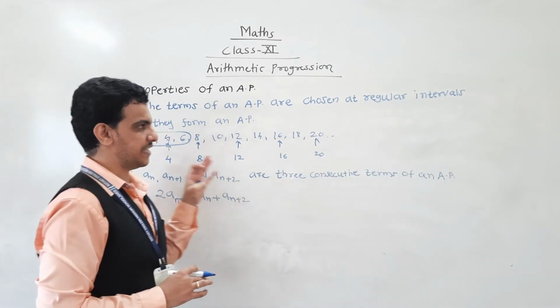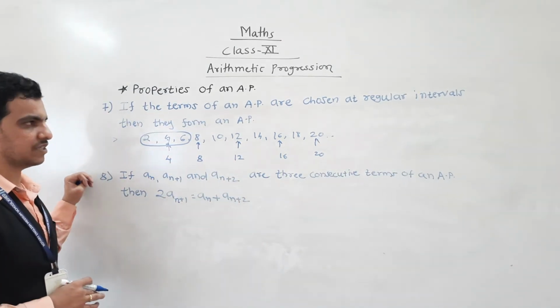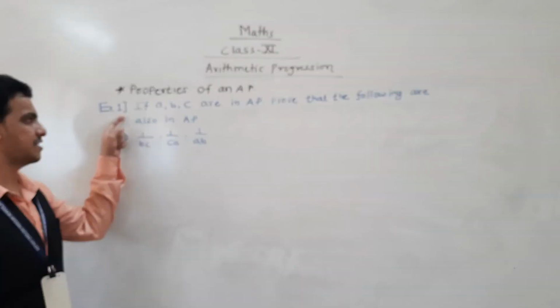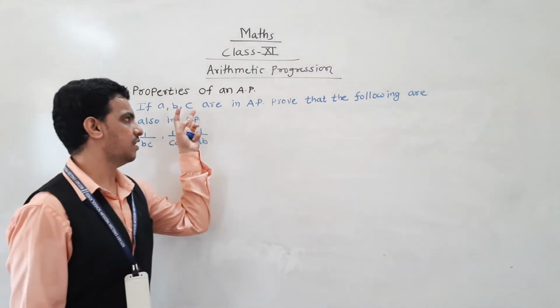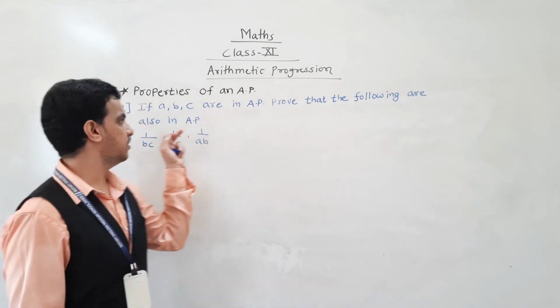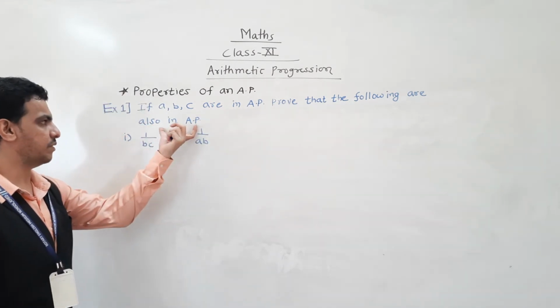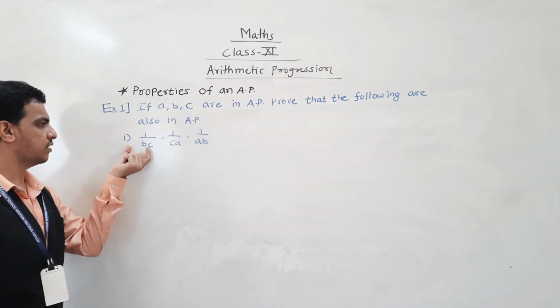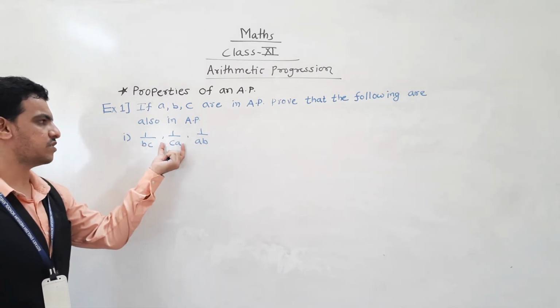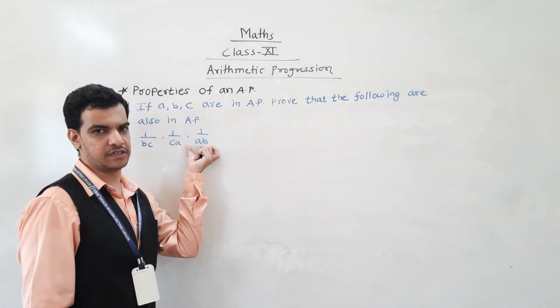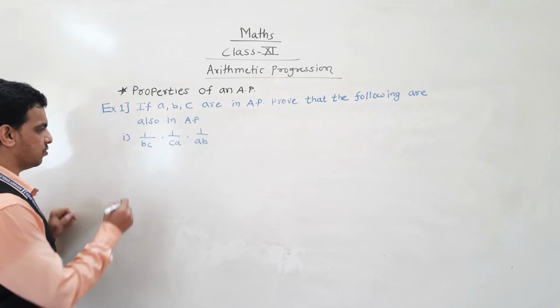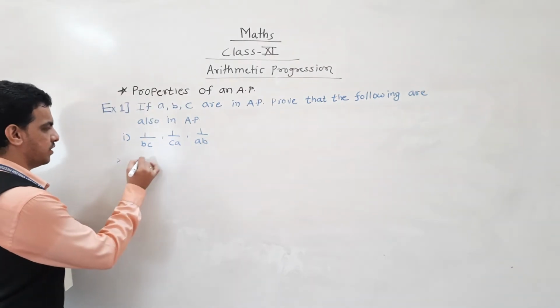Now we will solve examples based on these properties. First example is: if a, b, c are in AP, prove that the following are also in AP. Okay, so we have to prove that 1 upon bc, 1 upon ca and 1 upon ab are in AP. Okay, so there are actually 2 methods.